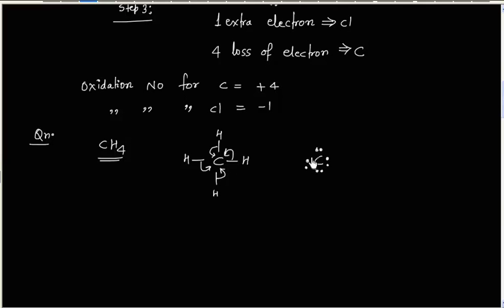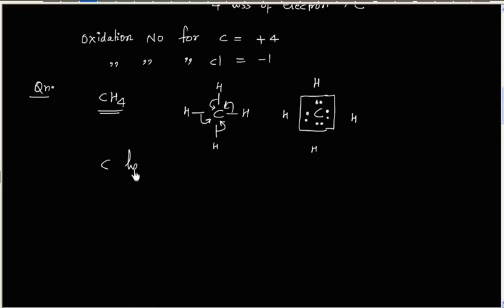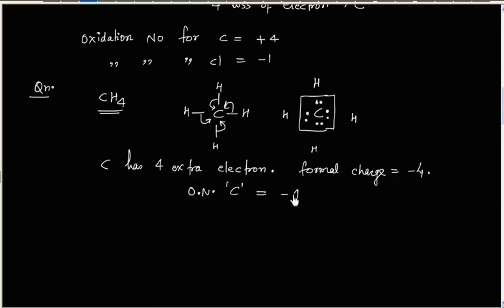So carbon will have 8 electrons. Hydrogen will have no electrons. So carbon has 8 electrons, that is 4 extra electrons. So carbon has 4 extra electrons. This means for carbon the formal charge is minus 4. And that is the same as the oxidation number. So the oxidation number for carbon is equal to minus 4.